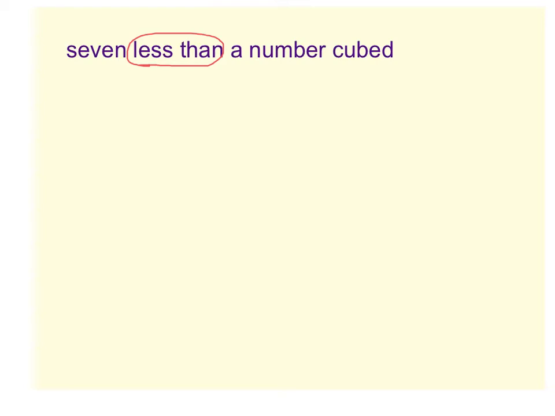Now the trick with less than is anytime you see less than, you know you're going to subtract the two things. Whatever the two things are that you're subtracting, the 7 and the number cubed, you actually want to switch the order that it's written. It's very common people want to just write it in the order 7 minus, and then a number cubed. But when it's less than, we're actually going to reverse that order. And I know that it's going to be a number cubed minus 7.